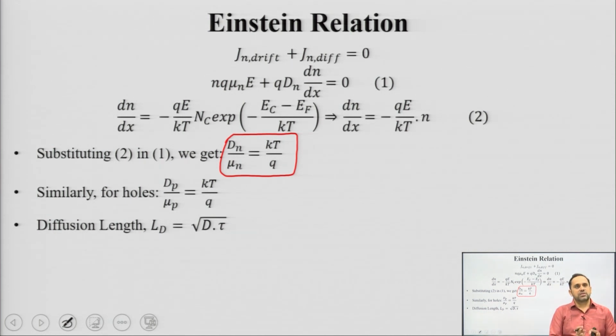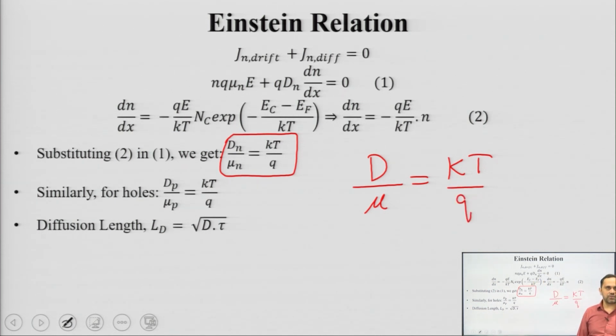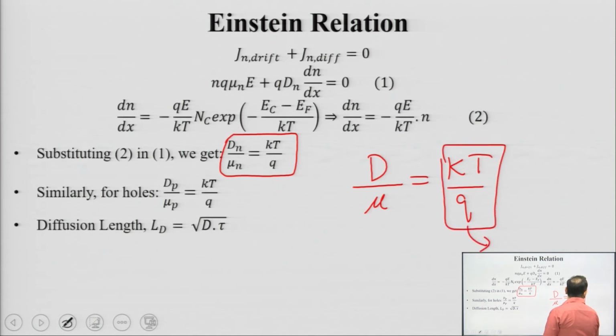This relation which we have obtained says D by mu equal to kT by q. What is D? Diffusion coefficient. What is mu? Mobility. k is Boltzmann constant, T is temperature, q is charge. This kT by q is also known as V_T or thermal voltage. Why? Because k is constant, q is constant. If you vary temperature, this term which has units of volts actually depends only on temperature. So, this is known as thermal voltage.